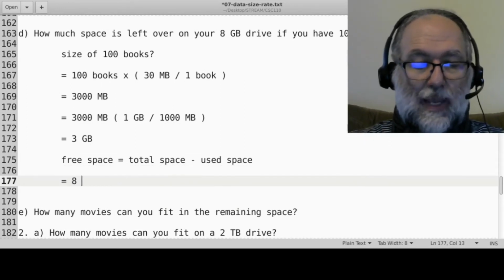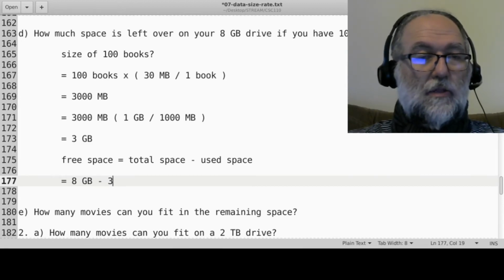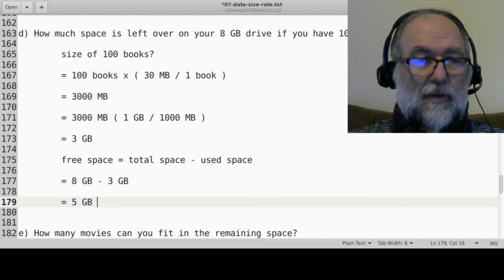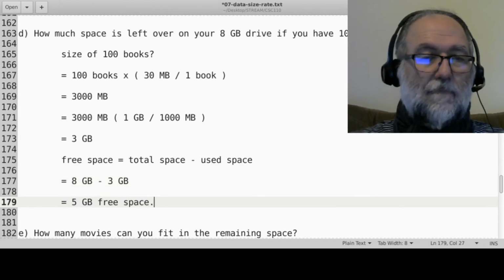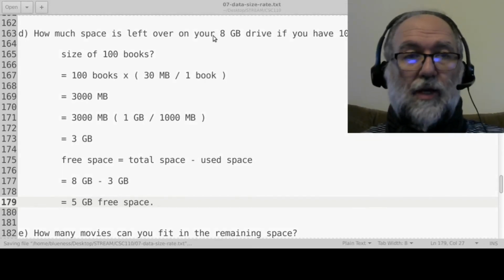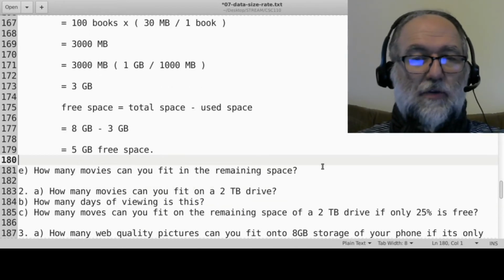And the total space is 8 gigabytes, and the used space is going to be 3 gigabytes. If we subtract the 3, we're going to get 5 gigabytes of free space. Okay, so that's how much space is left over after you've put 100 books on there. Okay, and let's answer the last question of the series.